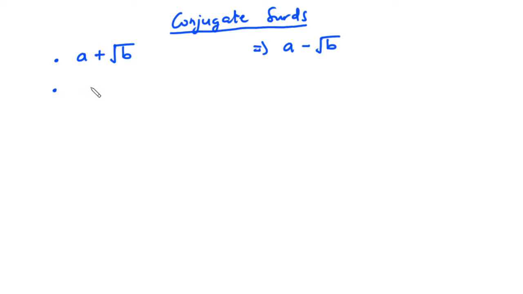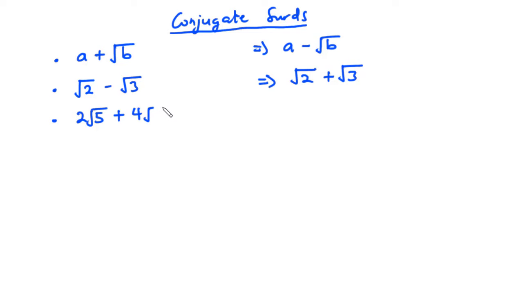Now let's say you are given the expression square root of 2 minus the square root of 3. Then the conjugate of this expression is equal to the square root of 2 plus the square root of 3. If you are given the expression 2 root 5 plus 4 root 3, the conjugate of this expression is 2 root 5 minus 4 root 3. So having this in mind, let's solve some examples.